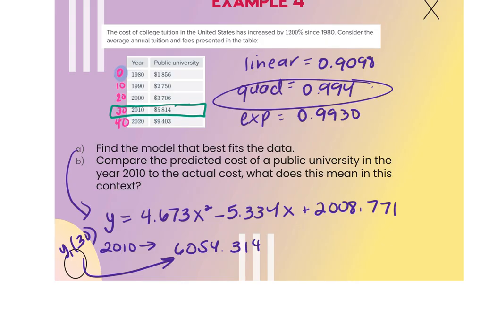So what's true when I compare the actual to the predicted? Is actual bigger or smaller than predicted? Smaller than predicted, which means the predicted did what? It over-predicted, okay? The model overestimated or over-predicted. So these are the parts that you have to use when you describe what it means in this context.